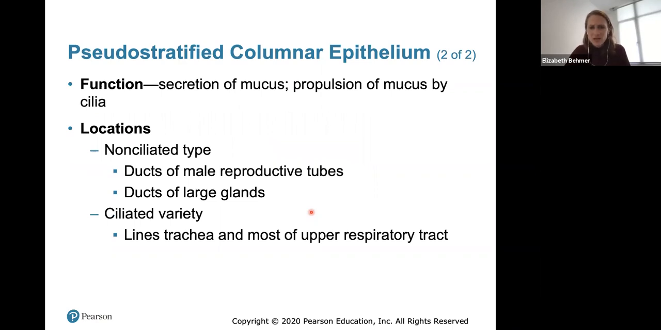The function is to secrete mucus, propel mucus along by cilia. The locations are the non-ciliated type, the ducts of male reproductive tubes, ducts of large glands, and the ciliated type lines parts of your respiratory tract, the trachea, and most of your upper respiratory tract.